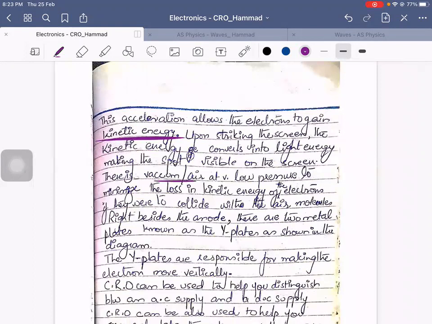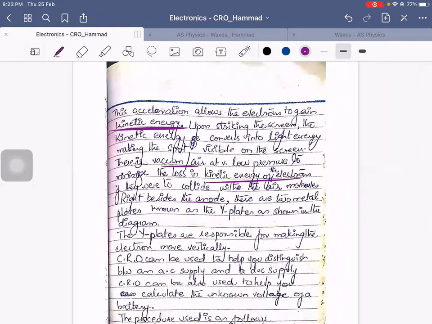There is vacuum, or air at a very low pressure, to minimize the loss in kinetic energy. Had there been any air molecules that entered the tube, the entire functioning of the tube would be disturbed because air molecules would start to collide with the electrons.